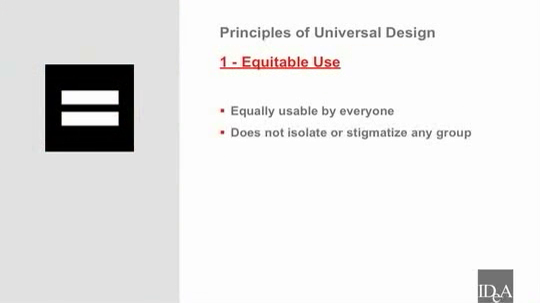Firstly, we have the principle of equitable use. And this is an overarching or an umbrella principle. Thus, it is the first one that we see. And this means that the product or the system or the environment is equally usable by everyone, and it does not isolate or stigmatize any group.